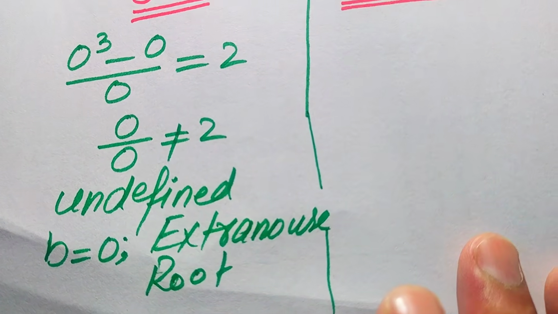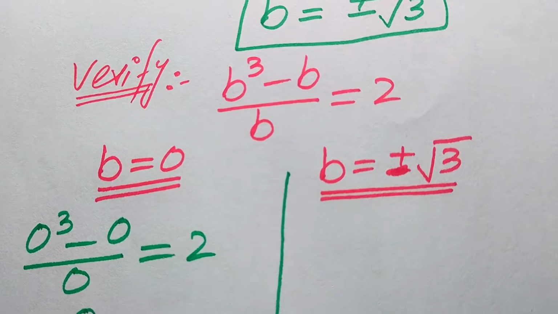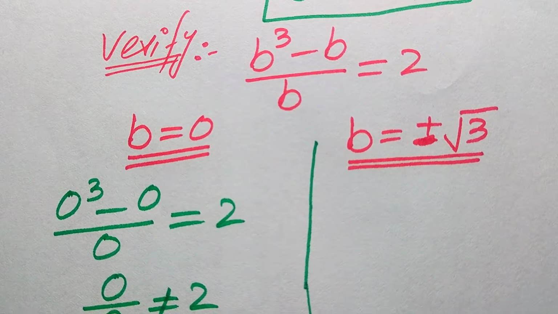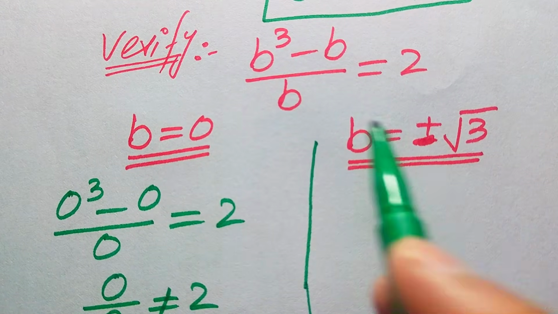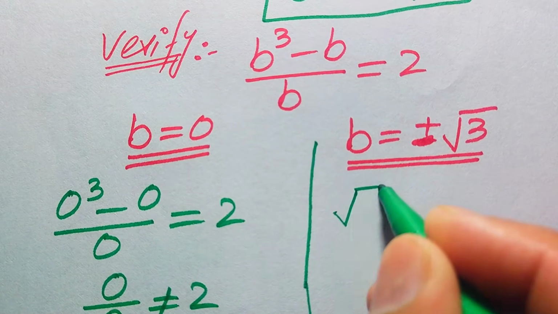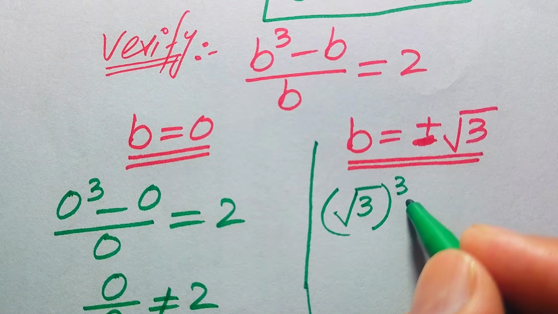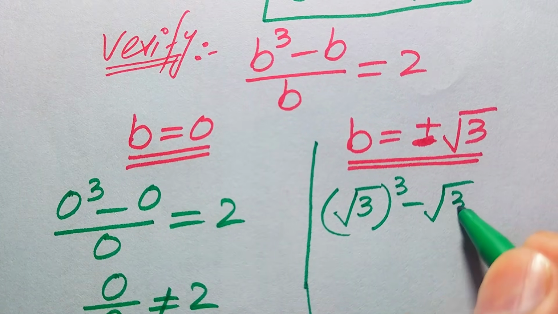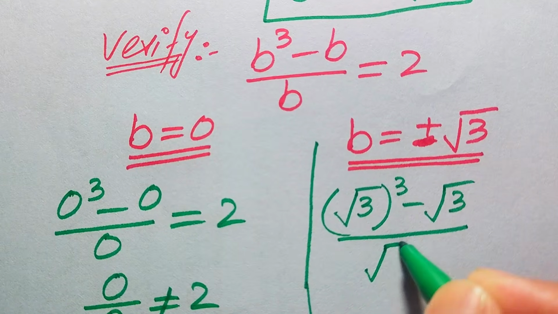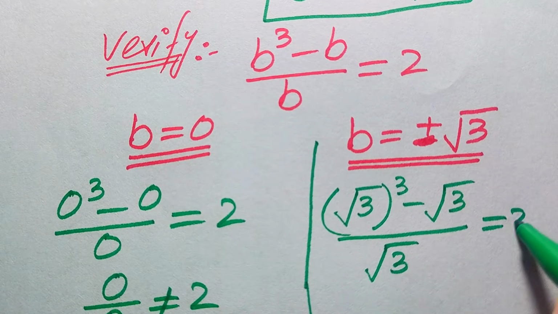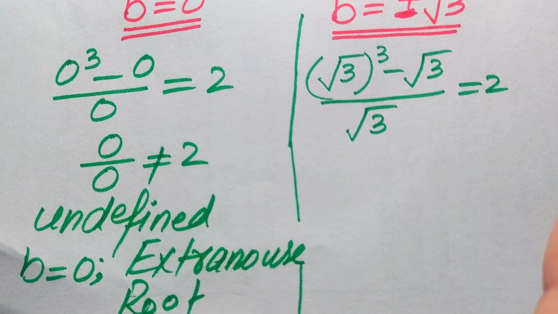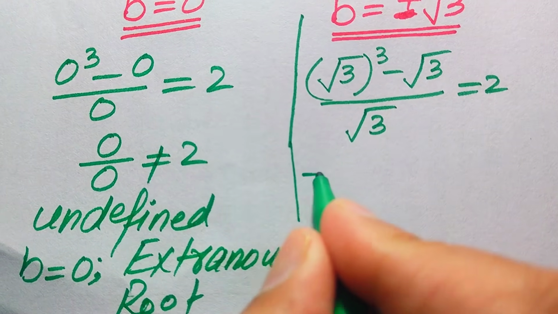And likewise we need to verify the second root, or second value of b, so we substitute b equals plus square root of 3 into the left hand side, and we see that this becomes (square root of 3) whole cubed minus square root of 3, divided by square root of 3, is equal to 2.